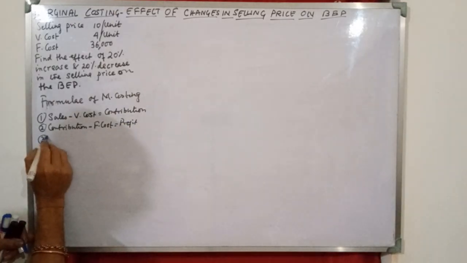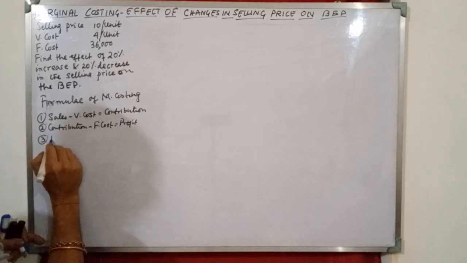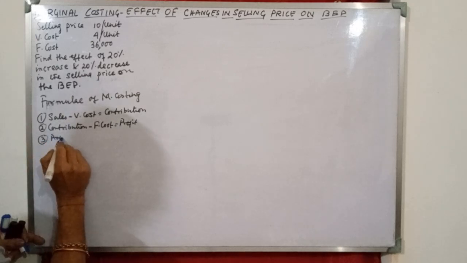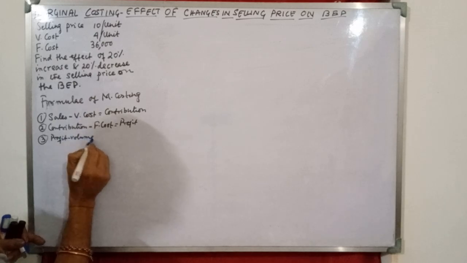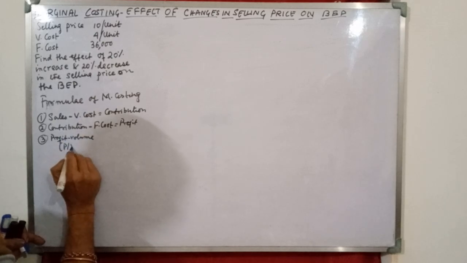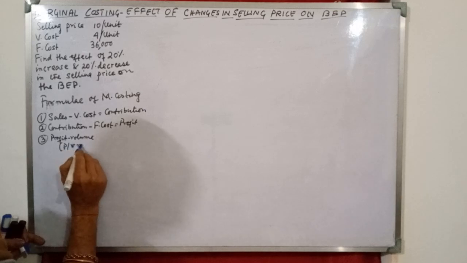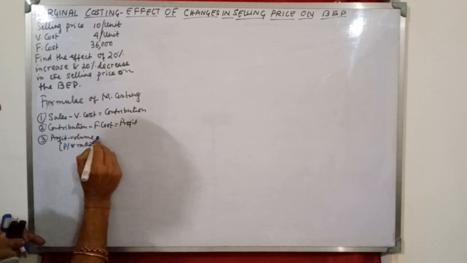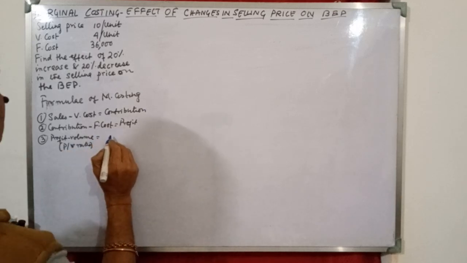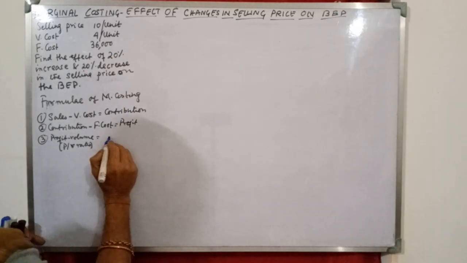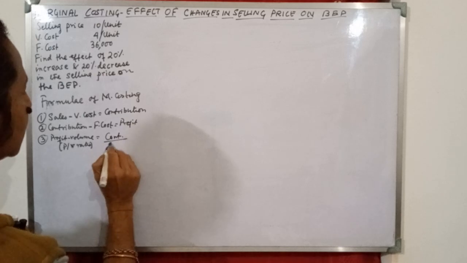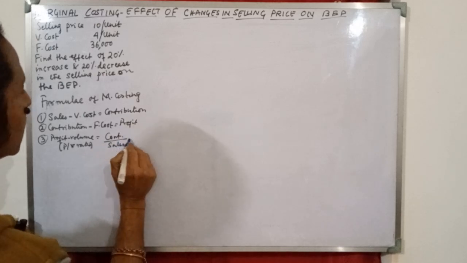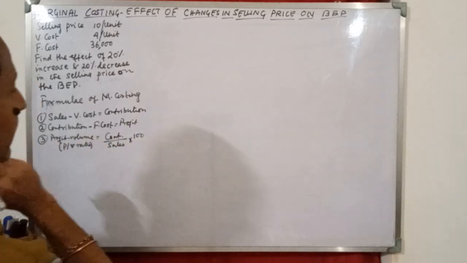Number 3, profit volume ratio, profit volume or PV ratio is equal to contribution by sales into 100.